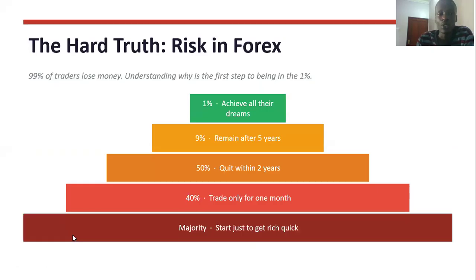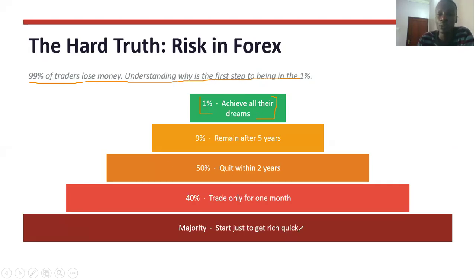Then the hard truth. Out of advantages, there are also disadvantages that no one will tell you. 99% of traders lose money. Understanding why is the first step to being within the 1%. These are the 1%. So this is how it runs.